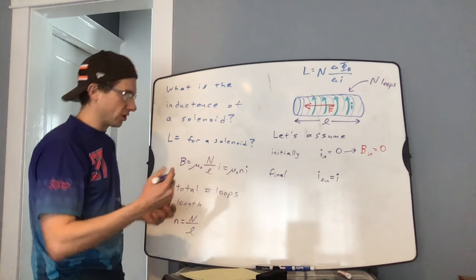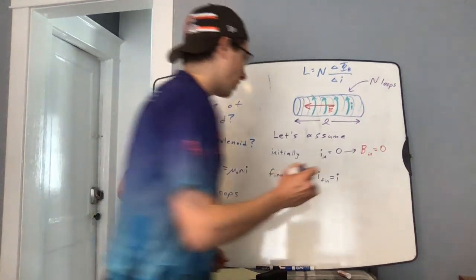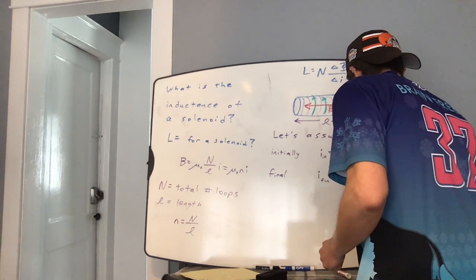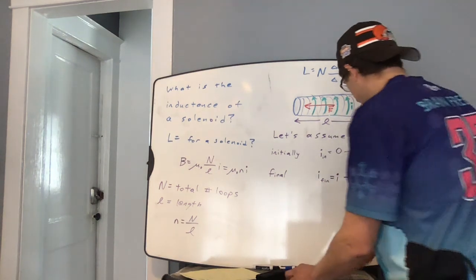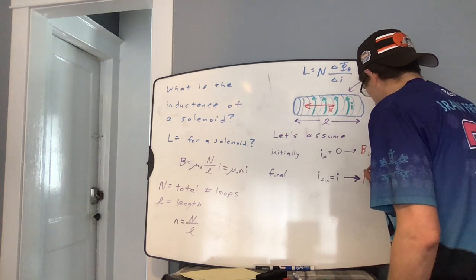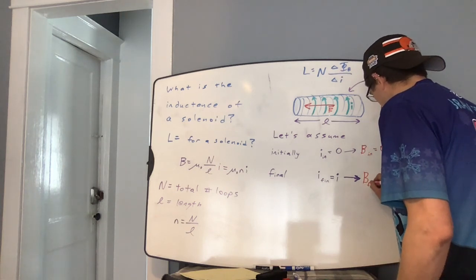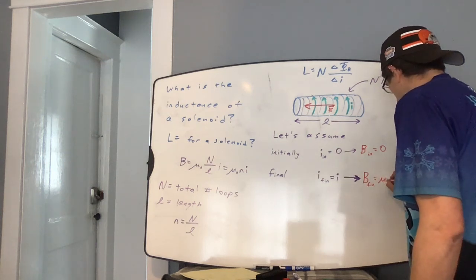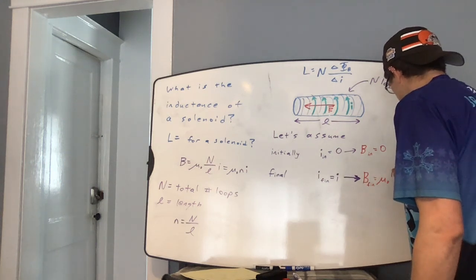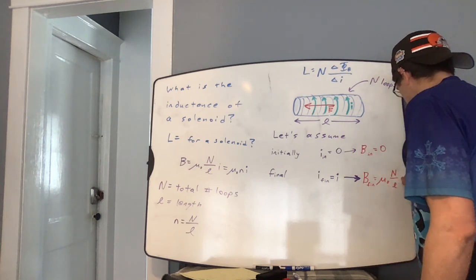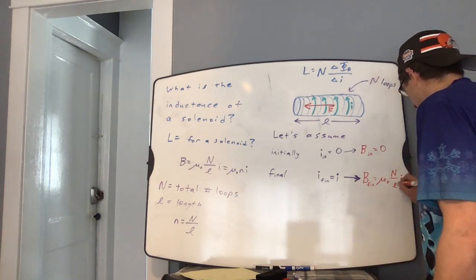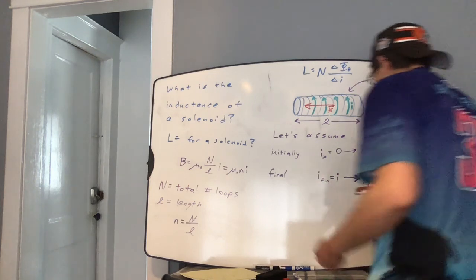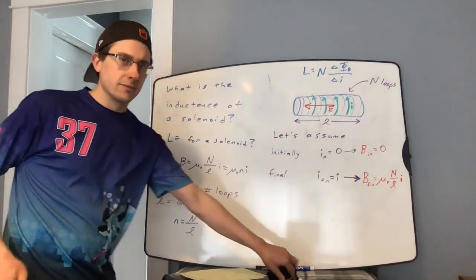I'm going to use this equation for my B final. So I could write B final, in this case, is going to be B final is equal to mu naught times big N divided by the length of the solenoid times I.